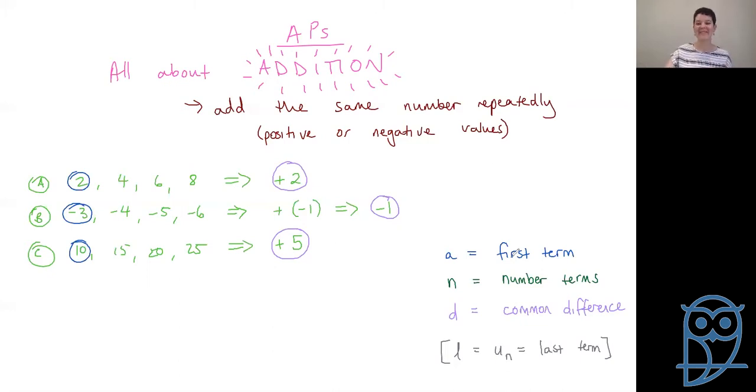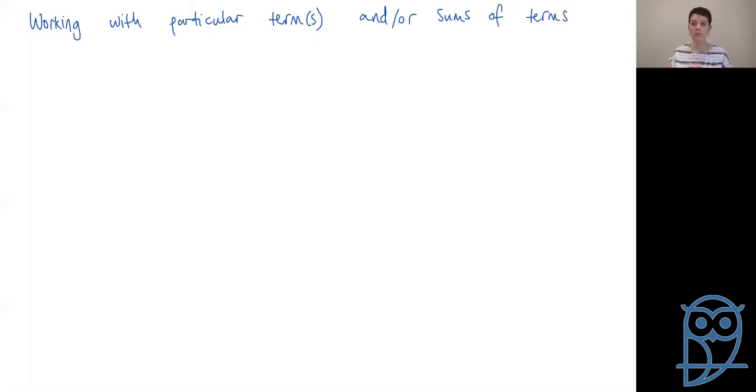So what do we do with A, N, and D? APs, GPs, binomials, we have the same theme running through everything that we do with sequences at AS. It's all about working with particular terms or particular sums of terms. So we might be working with the 3rd term of this sequence. We might be working with the 25th term of that sequence. We might be working with the sum of the first 10 terms, or the sum of the first 3 terms, or the sum of the first n terms. But it's always about pulling out of that sequence and only working with some of it.